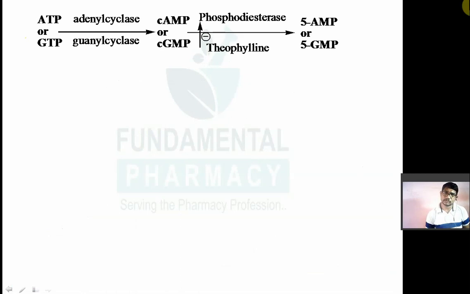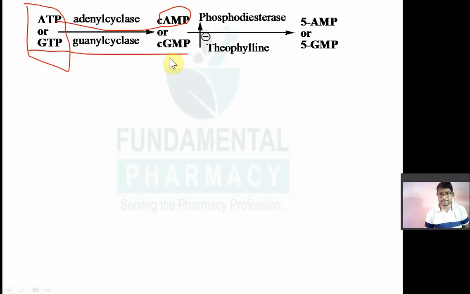Now you can see how cells like the smooth muscle of the bronchi contain GTP or ATP. ATP and GTP are converted into cyclic nucleotides. Adenine triphosphate is converted by adenyl cyclase into cyclic AMP. Who makes cyclic AMP? Adenyl cyclase. And GTP is converted into cyclic GMP by guanyl cyclase. Okay, if the concentration of cyclic AMP and cyclic GMP increases in the bronchial smooth muscle cell, that will cause bronchodilation.